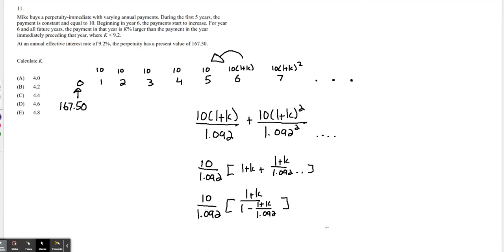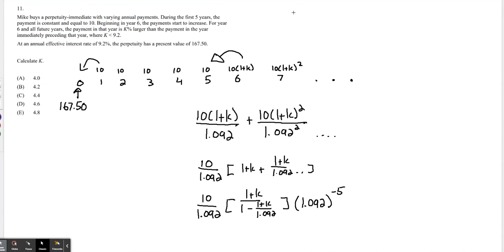Okay. Great. And that brings it back to time 5. And if I want to bring it back to time 0, I'm going to multiply by 1.092 to the negative 5 now. Okay, so now it's back to time 0. Great. And now I just have to take these 5 payments of 10 back to time 0. So this goes here, right? So on and so forth.